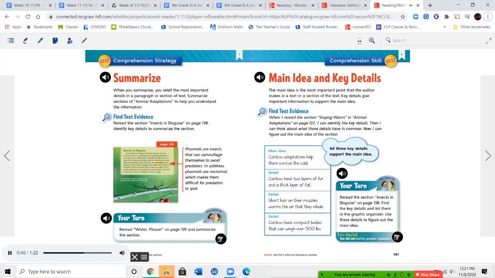These insects are nocturnal, which means that they are active at night. This is another adaptation that helps them avoid predators. It's hard to spot these insects in daylight, let alone at night. Caption: This phasmid is called a walking stick because it looks like a stick with legs. Phasmids are insects that can camouflage themselves to avoid predators. In addition, phasmids are nocturnal, which makes them difficult for predators to spot.